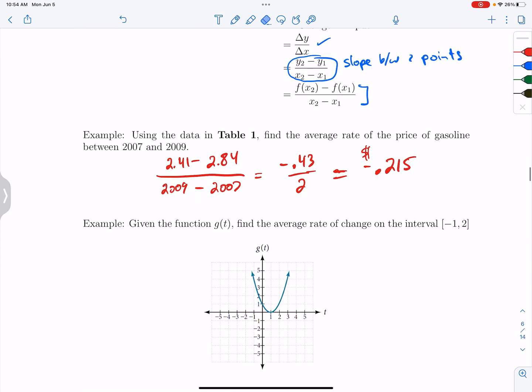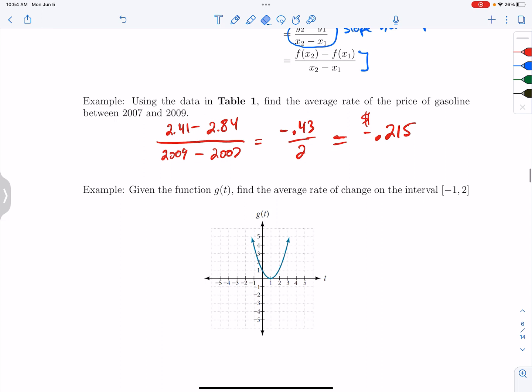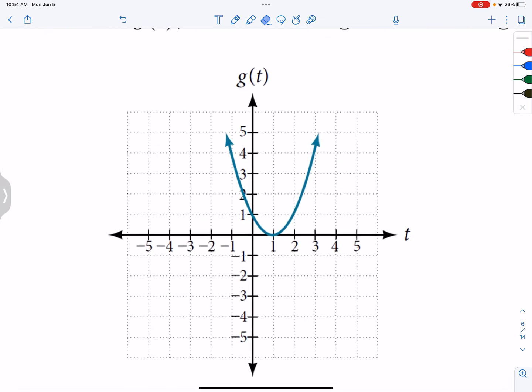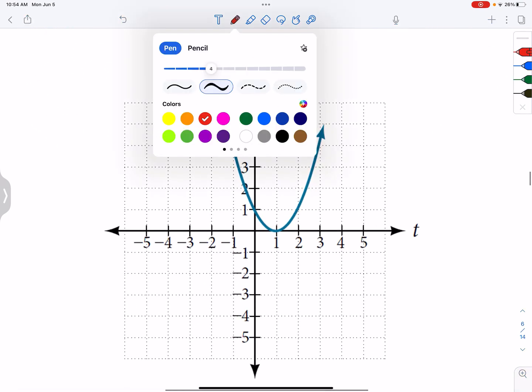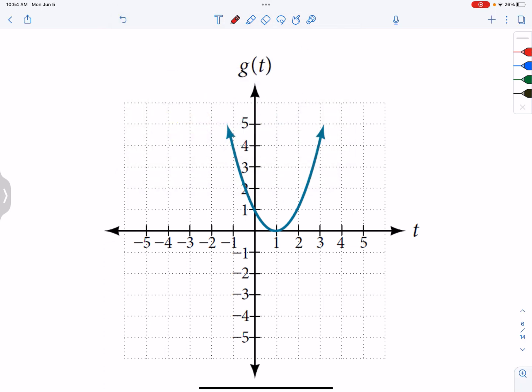Let's see how this works if we're given the graph. Here we have a graph of a function. Find the average rate of change on the interval from -1 to 2. I'm going to zoom in here. So -1 is here to 2. I'm going to look at this point and this point. If I want to find the average rate of change, one way is to draw the line that connects those 2 points. The average rate of change is simply the slope of this line.